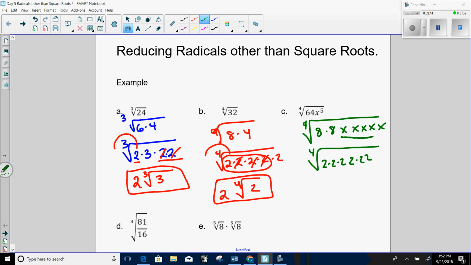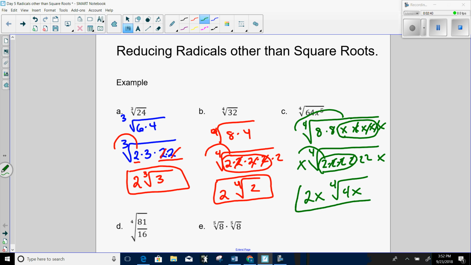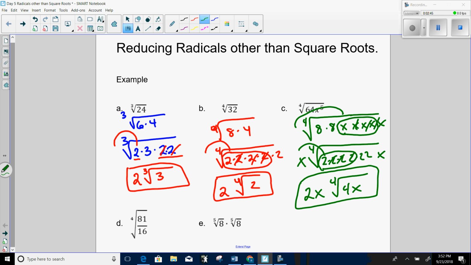So what I can do here is I can go ahead and circle these so I have room to work. One of those jumps out. The other 3 get crossed off, which means there's going to be 1 left inside, 1 outside. Then I have 4 2's here. One of those is going to come out. All of the rest get crossed off. So I'm going to have a 2x on the outside, and I have the fourth root. 2 times 2 is 4, with an x on the inside, and this right here would be your final reduced answer. Okay.